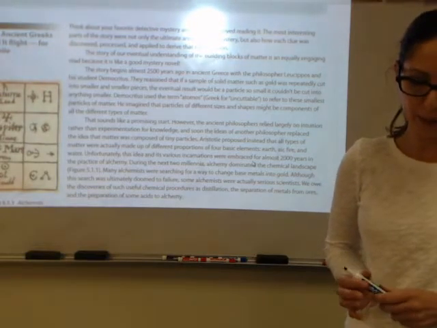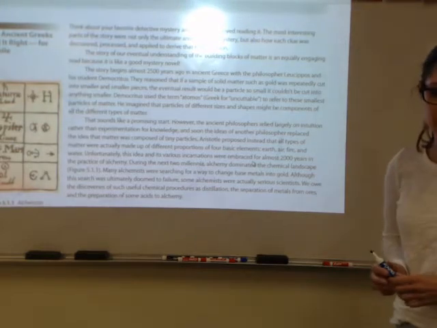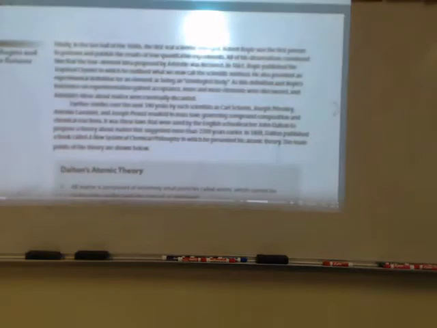Now, Aristotle proposed that matter was made up of earth, air, fire, and water. And those were the 4 basic elements of his time, and that was embraced for about 2,000 years in the practice of alchemy.